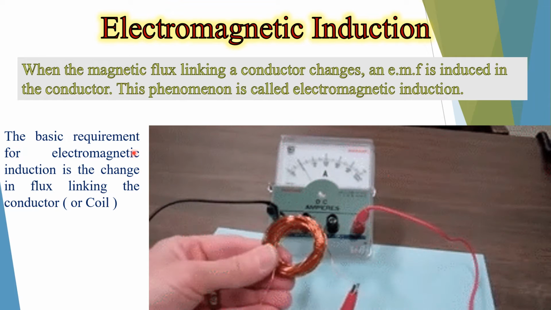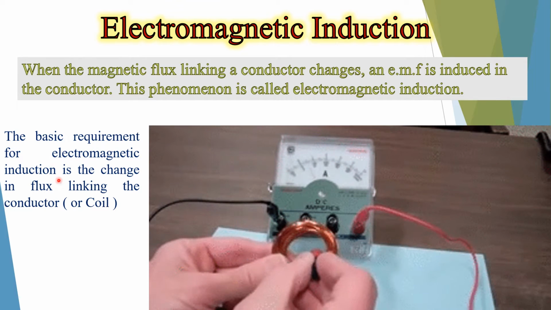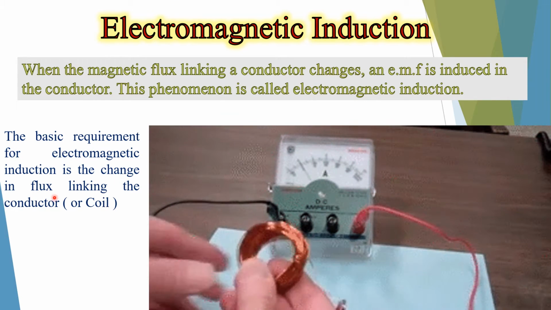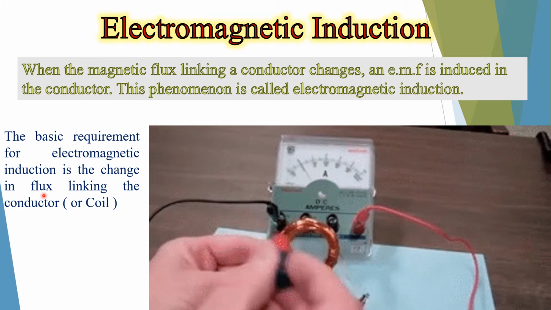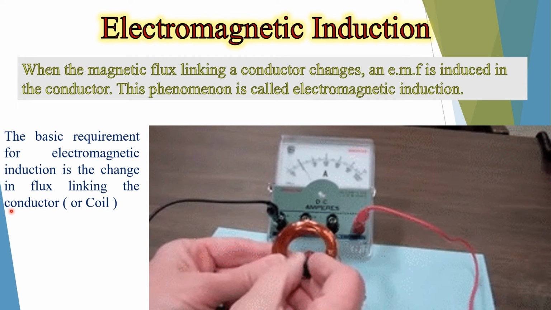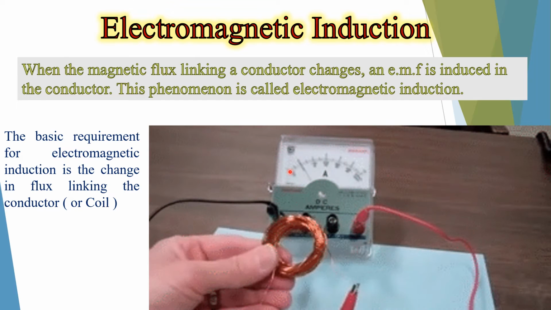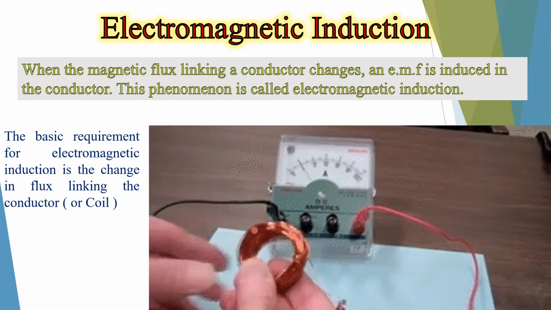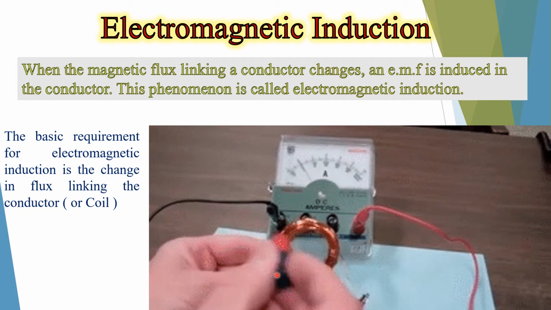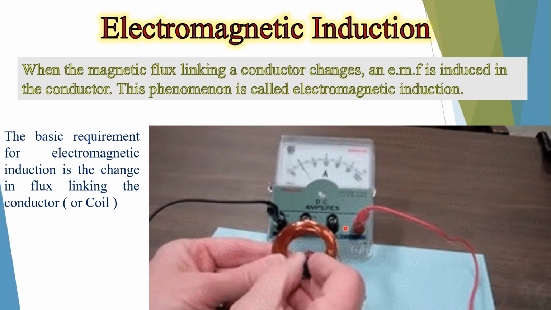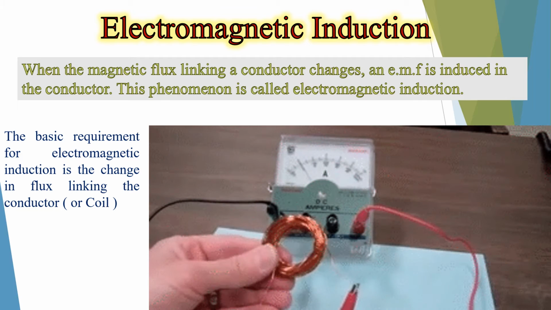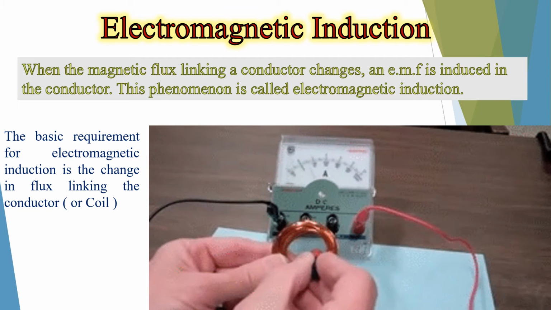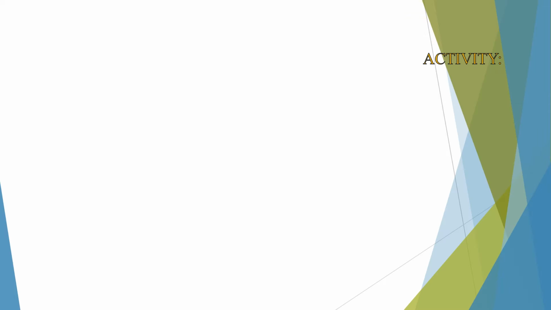The basic requirement for electromagnetic induction is the change in flux linking the coil or conductor. So when the flux linking the coil or conductor changes, then EMF is induced in the coil, and this phenomenon is known as electromagnetic induction. Activity.